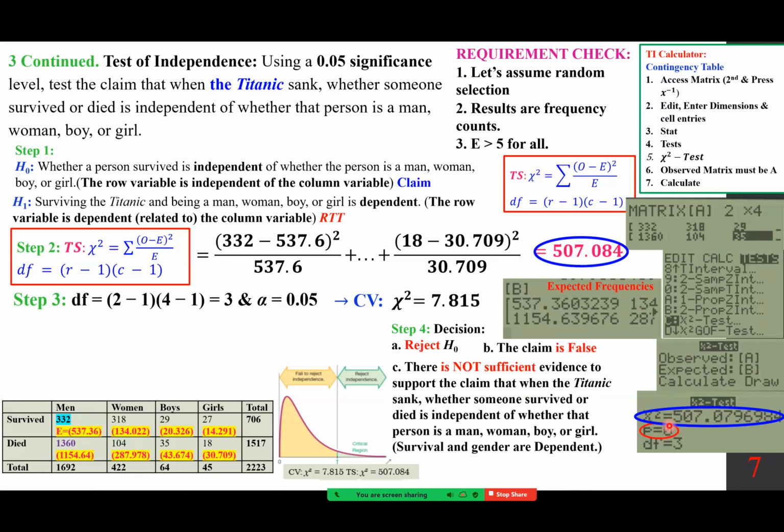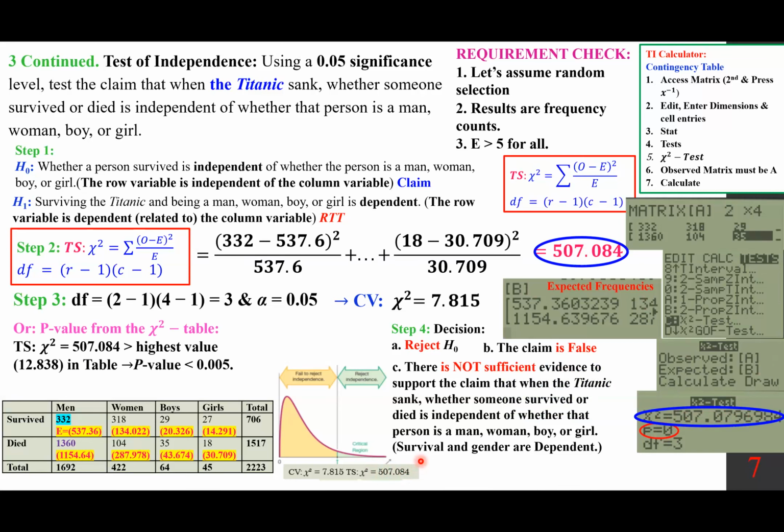This is the p-value. The p-value is the area to the right of this number. It is practically 0, which is clearly less than alpha of 0.05, and you get to the same result, rejecting H0. So the p-value from the chi-squared is 0. If you were to use the table, it would be the same thing. The critical value is 12.838, and the p-value is less than 0.05.